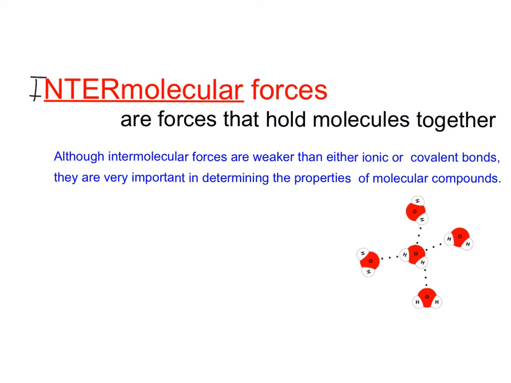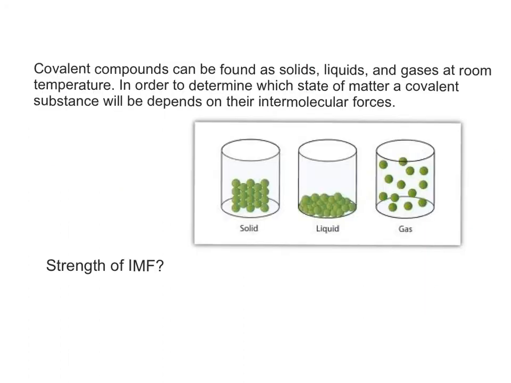So why does water boil at 100 degrees and not higher or lower? Well, that comes down to intermolecular forces. We've talked in the past about the fact that covalent compounds can be solids, they can be liquids, they can be gases at room temperature. We said it's really hard to predict what the properties are going to be just from looking at the structure, looking at the formula.